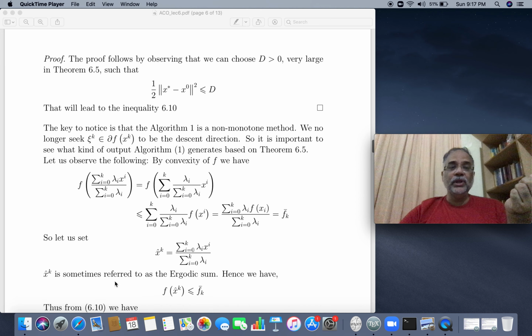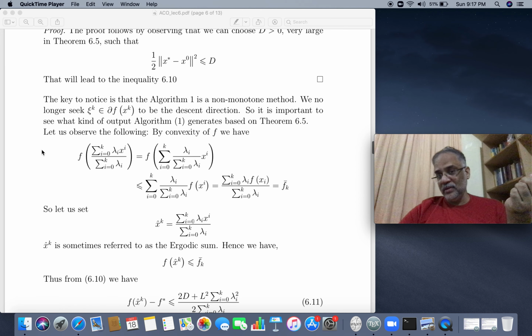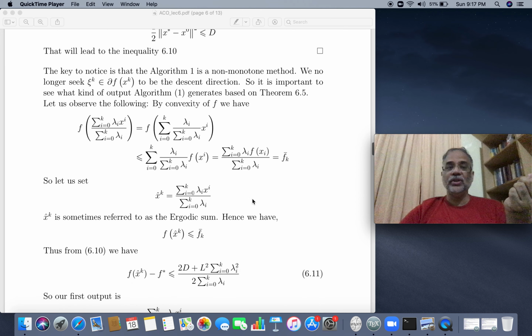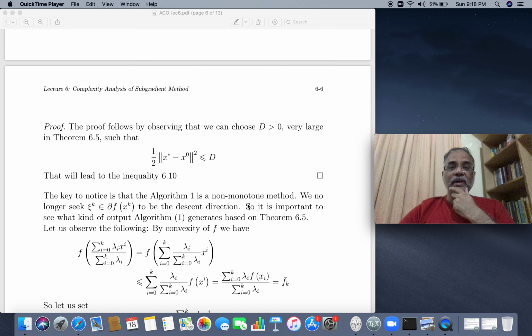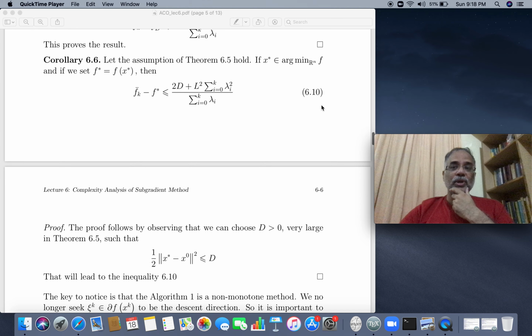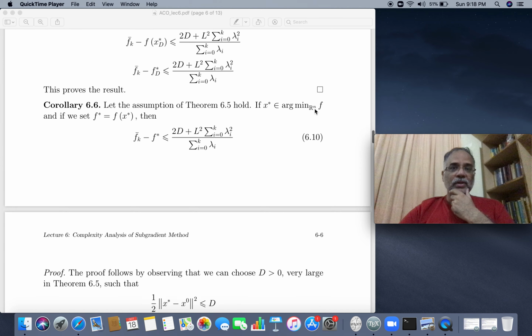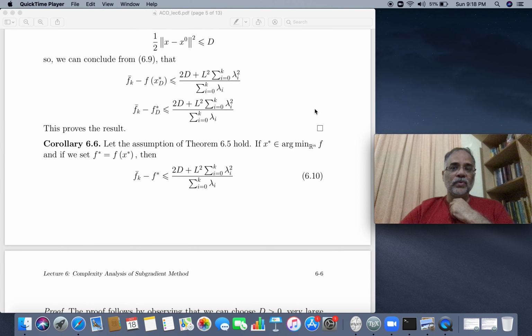So what you are showing through this application of convexity of the function f is that the functional value at this ergodic sum is less than f bar k. So if I look at this inequality 6.10, which you have to keep in mind, those who are watching can just write this down: 2D plus L square times the summation i equal to 0 to k of lambda i square, divided by the summation i equal to 0 to k of lambda i.